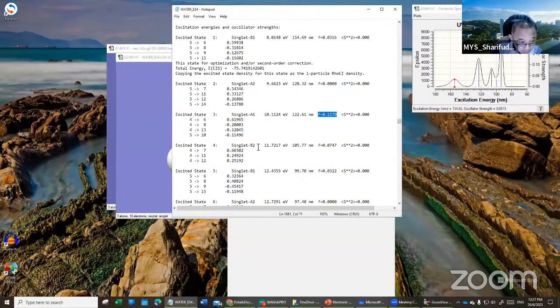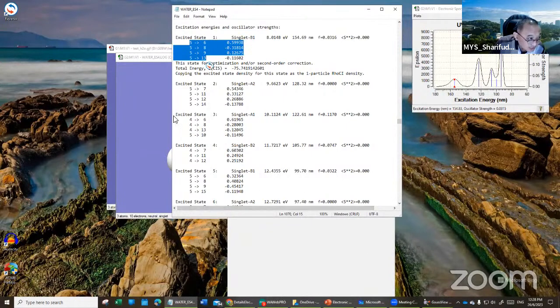Okay. The next one is A1 to B2, also quite strong, 0.07, much stronger than the one above. So that is the transition there. And there's another one here and another one here. So the results from the Gaussian calculation basically give you the excited state transitions. So from A1 to B1, which is this one here. Now you can see it's 5 to 6, 5 to 8, 5 to 9, right?